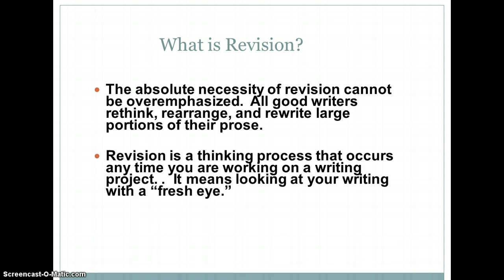Revision is a thinking process that occurs anytime you are working on a writing project. It means looking at your writing with a fresh eye. Revision is not finishing your essay, looking over it once for grammar and spelling errors, and putting it away. Revision is actually looking at what you're saying and how you're saying it. Are you coming across clear? Are you missing details? Is there information that you should add or delete? So it's more than just the grammar of your piece.